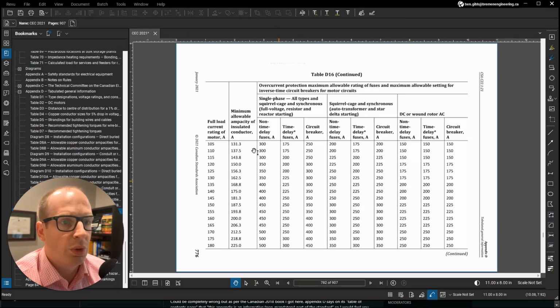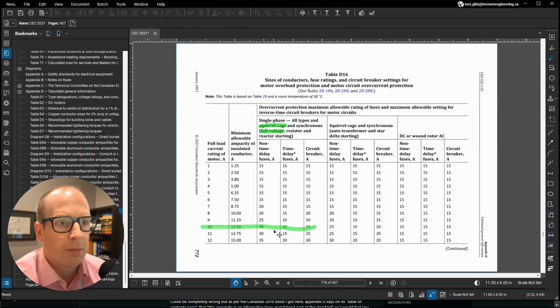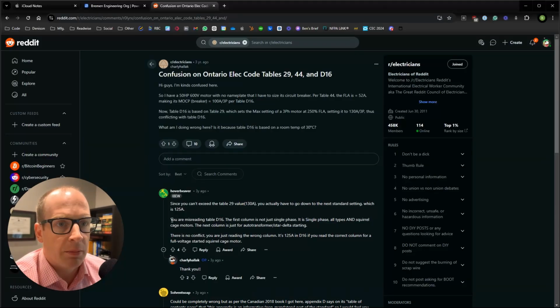So that's why we saw on Table D16 here, same thing with the 10 amp example, 10 amps times 175% for a time delay fuse, the lower standard rating is 15. And one point to point out here, you're misreading Table D16. I actually did this as well. They say it is single phase, all types, and squirrel cage motor. So the next column is just for auto transformer start delta.